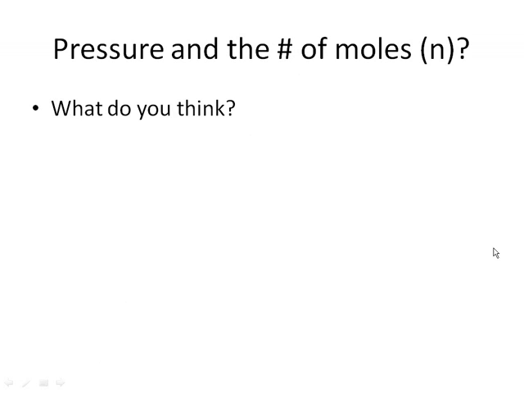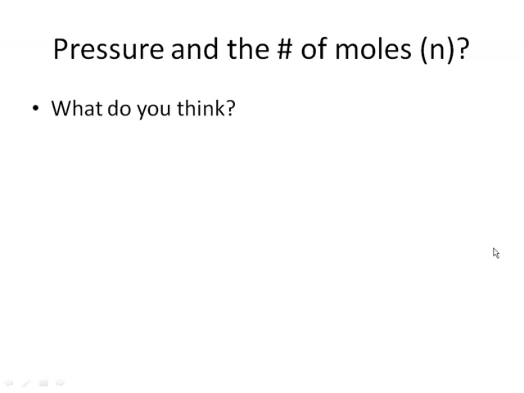What about pressure and the number of moles? The number of moles is going to be expressed, when we talk about gases, as the variable lowercase n. So if you think about it, I'll give you a moment to think. Okay, so what do you think?